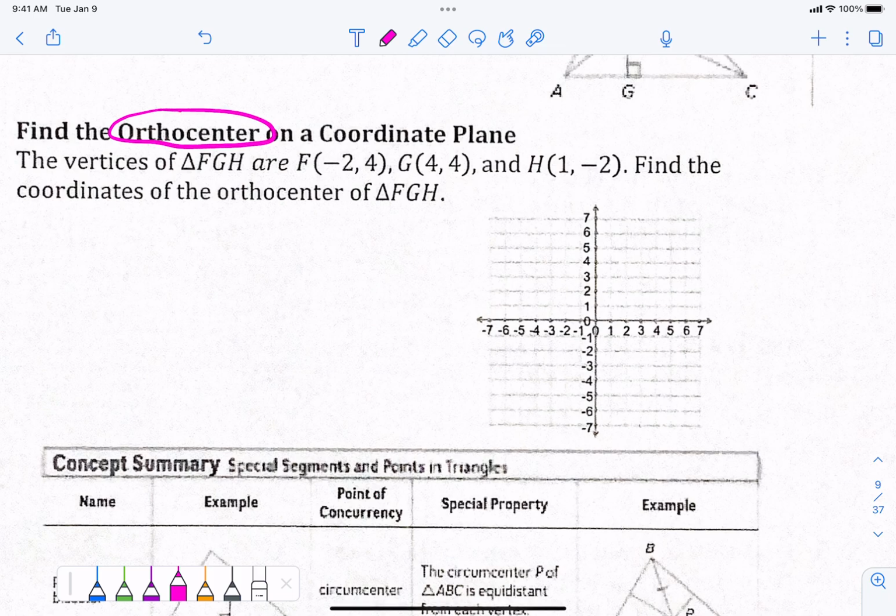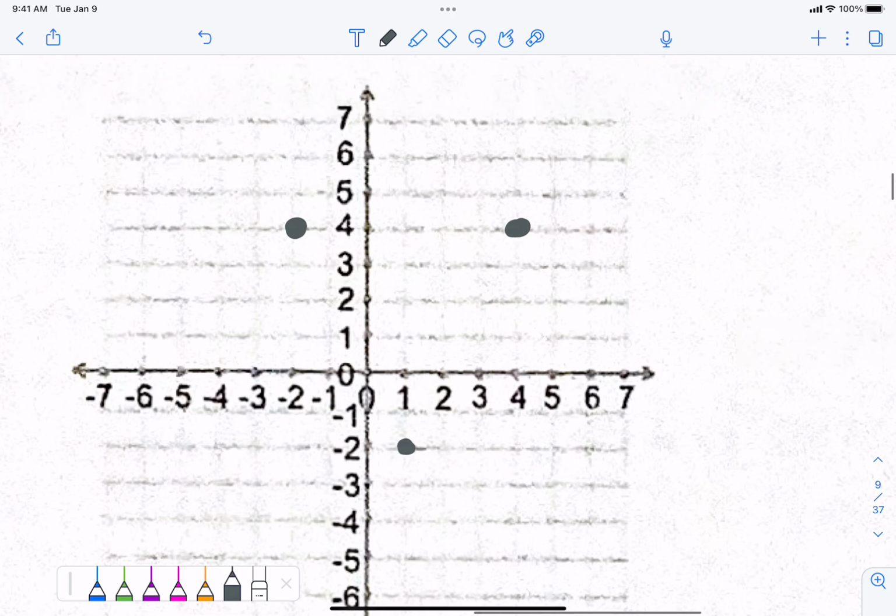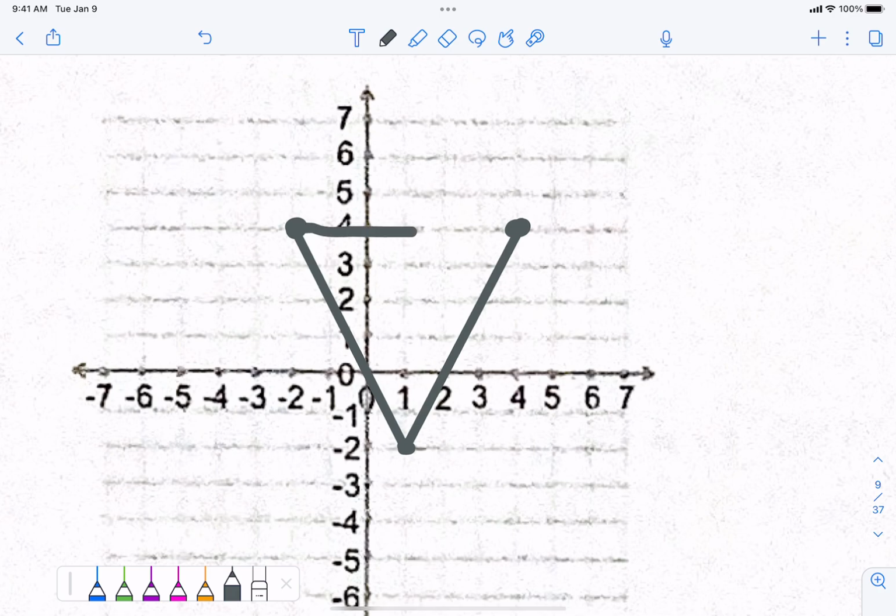Find the orthocenter, which is from the altitude. Let's graph those points here. -2 is at 4, that dot. 4, 4, and 1, -2. Okay, I'm gonna connect my dots, and we'll see what we get. He's like an upside down triangle, but that's fine.